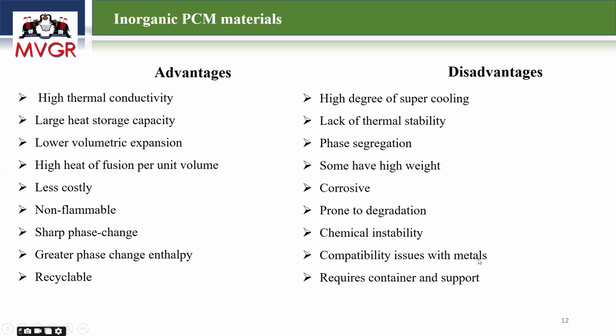Suppose salts, I already told you, you want to store in some material like copper, and the copper will easily corrode because you put in the salt. Whenever you want to store salty material, obviously that will affect the metals because of its corrosive nature. That's why these inorganic materials are corrosive with metals, and require containers and supports. So we have to design special kinds of containers for this inorganic phase change material.